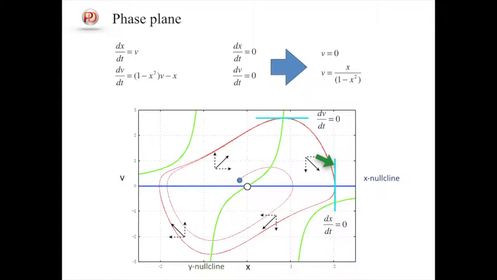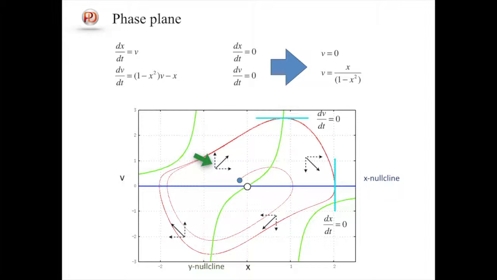For example, on the x null line, dx/dt equals 0, which means there is no movement along x-axis. Hence the state point must cross the x null line vertically. Similarly, the state point crosses y null line always horizontally. These two conditions already give you some idea about the dynamics on the phase plane. Besides, in the area between the x and y null lines, you can roughly guess the direction. It should be simply between horizontal and vertical.